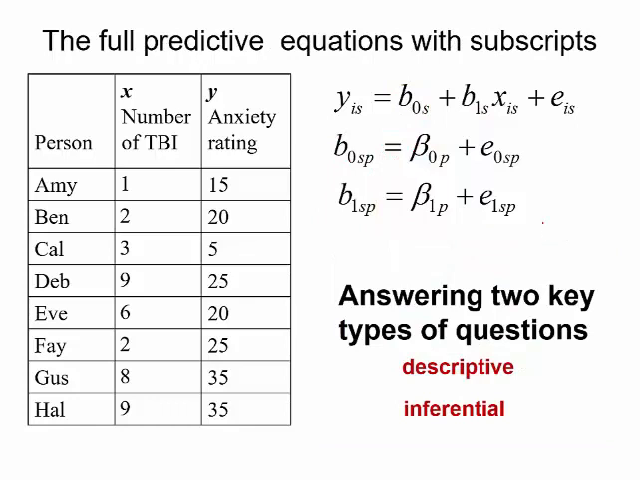And as we've done before, we're going to take these equations and consider two basic types of questions we can address. The descriptive question, where we want to describe effect sizes and answer the basic question we're trying to address in research. In this case, what is the association between X and Y? What's the relationship between number of traumatic bunny incidents and anxiety ratings? So I want to answer that descriptive question.